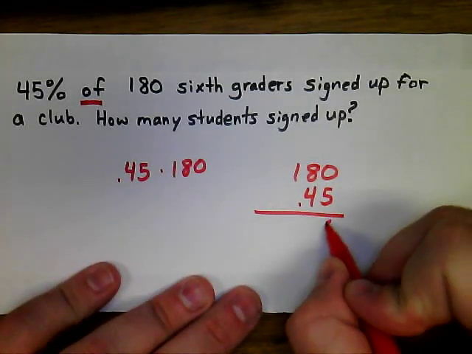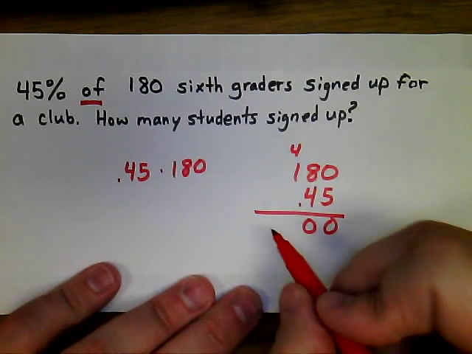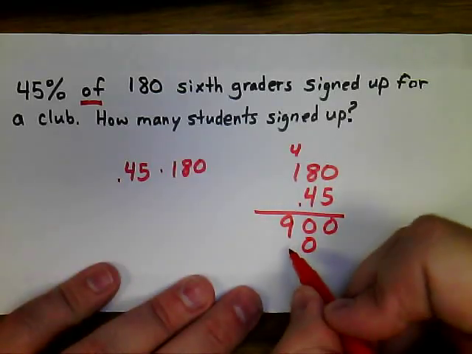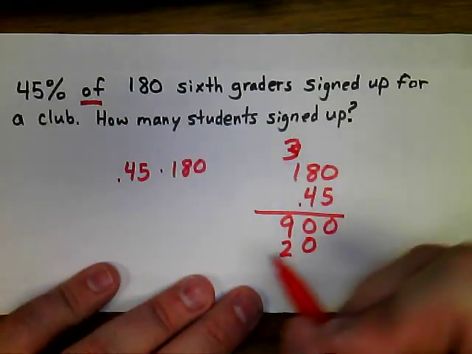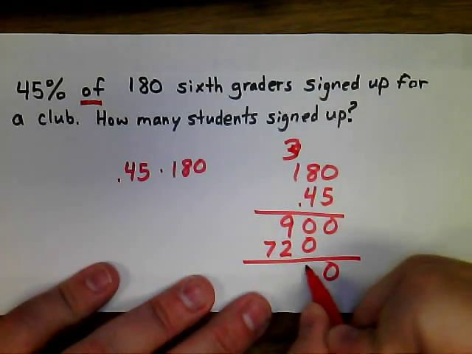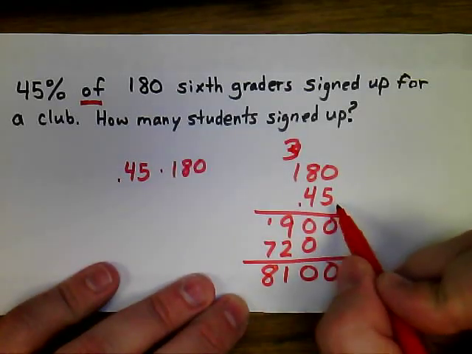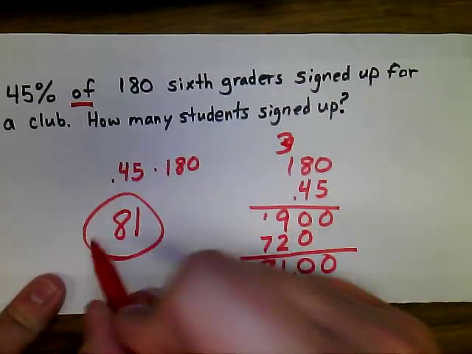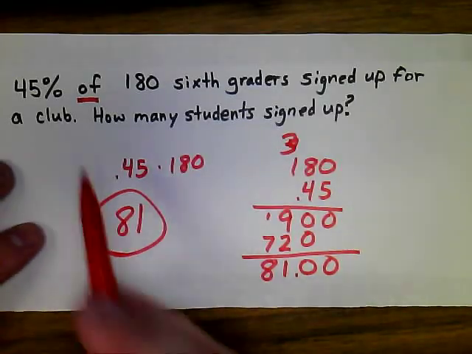5 times 0 is 0. 5 times 8 is 40. Carry the 4. 5 times 1 is 5, plus 4 is 9. 4 times 0 is 0. 4 times 8 is 32. Carry the 3. 4 times 1 is 4, plus 3 is 7. And as we bring this down, we have 8100. Our two decimal places tell us 81. So 81 students signed up. That makes sense because half of 180 would be 90 students. So it makes sense that it would be a little bit less than 90 at 45%.